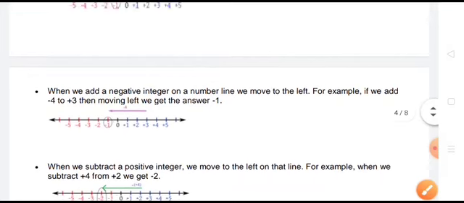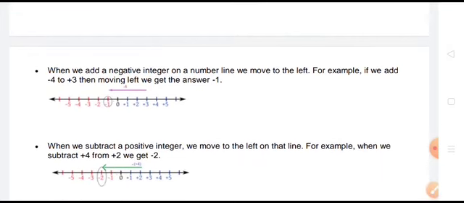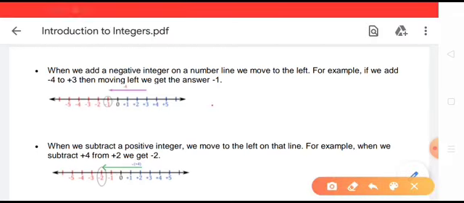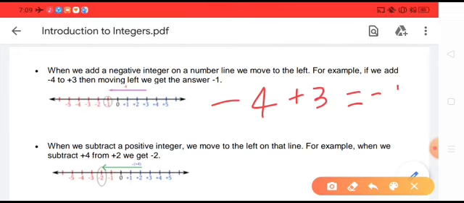When we add a negative integer on a number line, we move to the left. For example, if we add minus 4 to plus 3, then we move left and get the answer minus 1. Now minus 4 plus 3, here is the big sign of minus, then we find minus 1. It is a negative integer and it is on the left side of 0, and it will be minus 1.